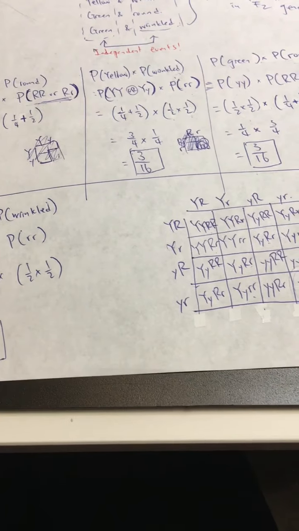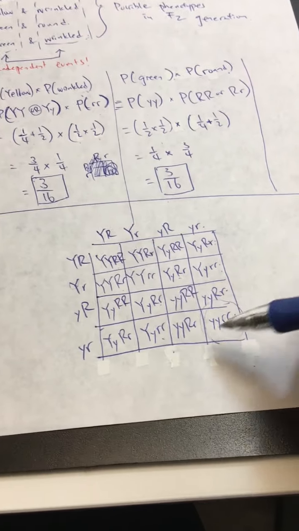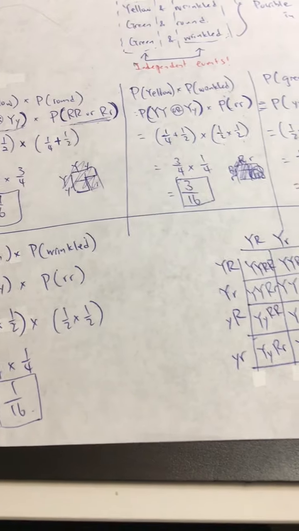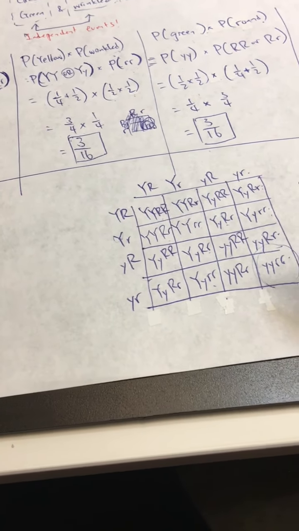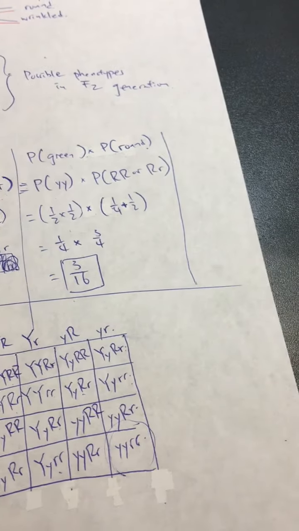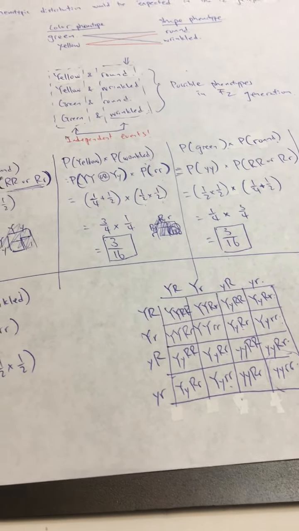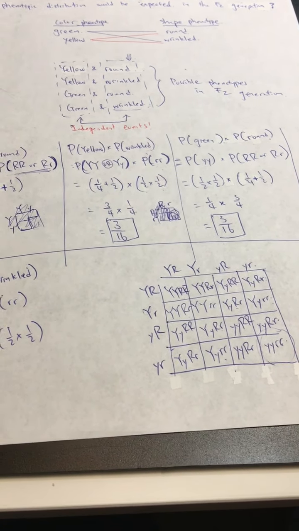I would say that if the question asks you to determine the phenotypic distribution, sure, you can go ahead and draw out this table if that is easier for you. But if the question asks you to just determine the probability of the pea in F2 being green and round, instead of drawing out this whole thing, just go by this non-Punnett square method. It may be faster. You can pick either option. It's just nice to know both methods so you can verify your answer.